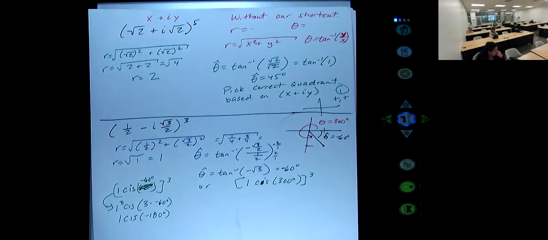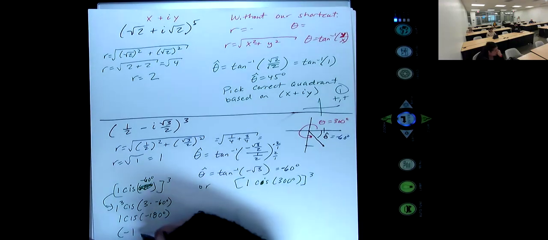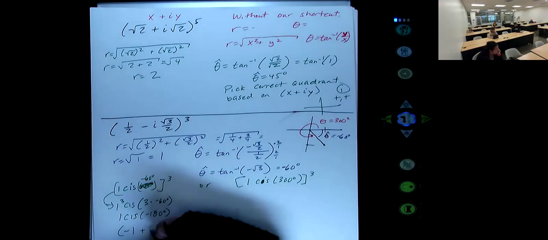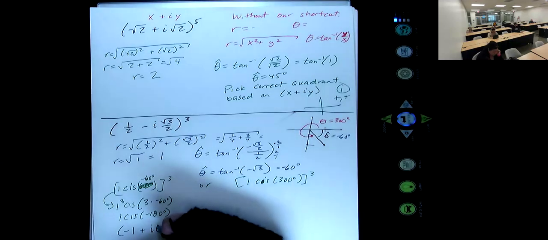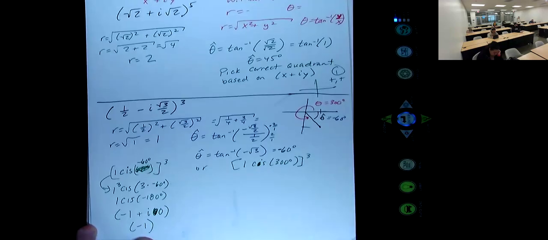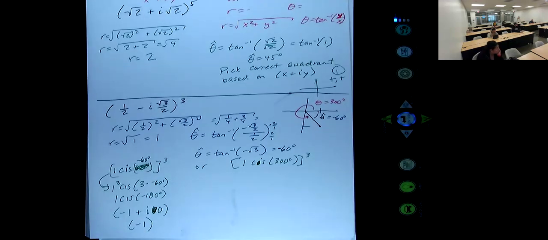What's cosine of -180 though? -1. And what is sine of -180? 0. I'm going to put i times 0, just to point out that this simplifies to -1. Is that what we get if we do the other one?